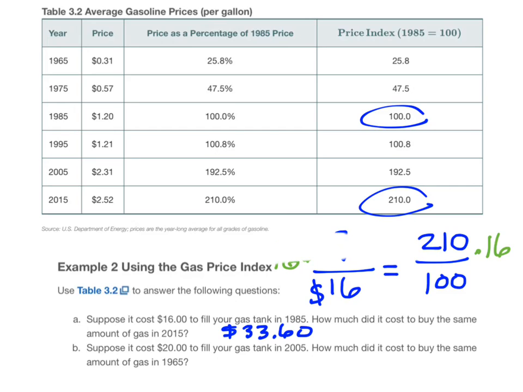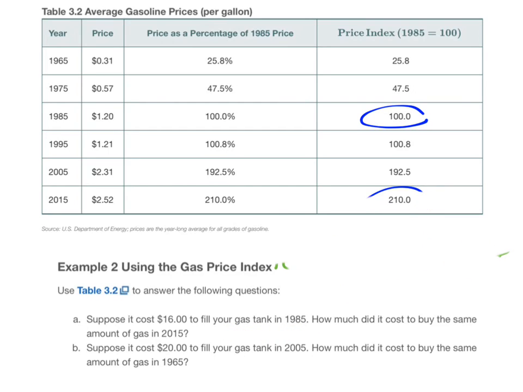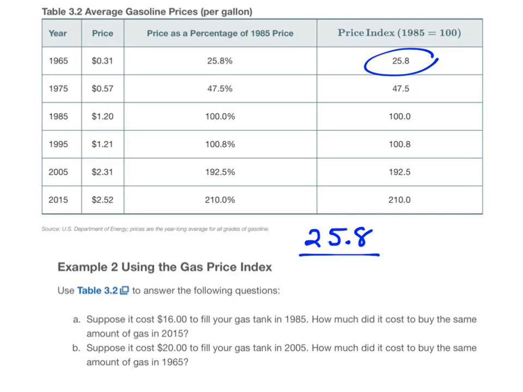Okay, let's do the next one. Suppose it cost $20 to fill your tank in 2005. How much did it cost to buy the same amount of gas in 1965? Let's compare the index numbers. For 1965, it's 25.8, and for 2005, it is 192.5.